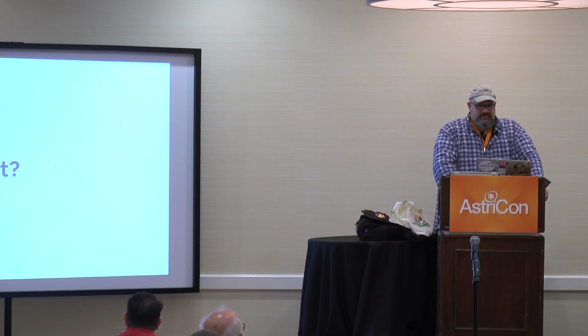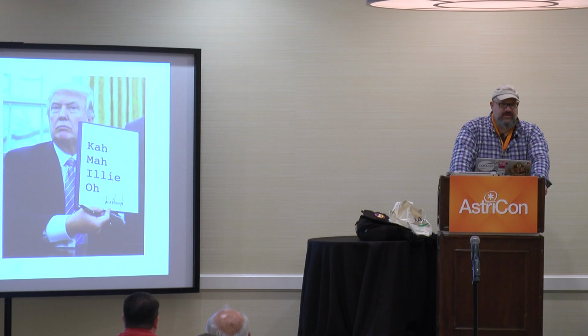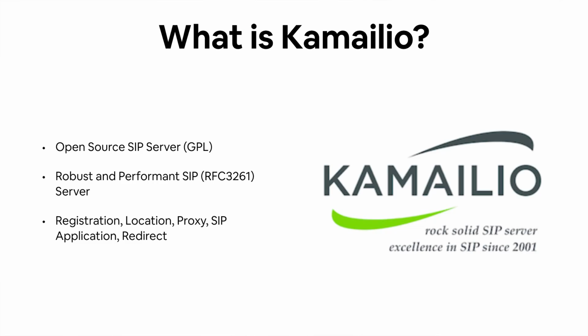So what is this word I keep saying? It's Kamailio. So this is how we pronounce it, spelled out there phonetically. Kamailio is an open source SIP server, and it's exactly that. Much like Asterisk, it's open source. Licensing is free as in beer. We can charge you as much as you'd like for licensing, but you don't have to pay. It's GPL. So Kamailio is an open source SIP server under GPL.